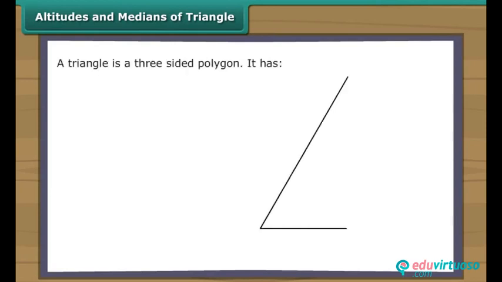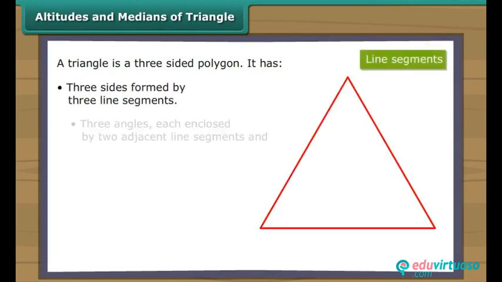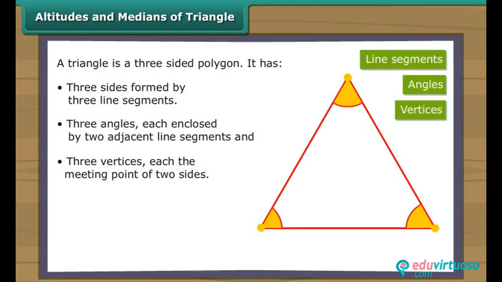A triangle is a three-sided polygon. It has three sides formed by three line segments, three angles each enclosed by two adjacent line segments, and three vertices, each the meeting point of two sides. A triangle also has medians and altitudes.